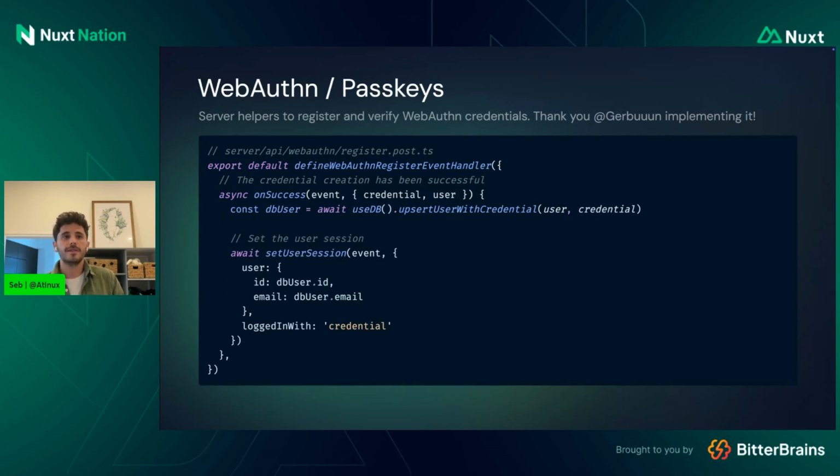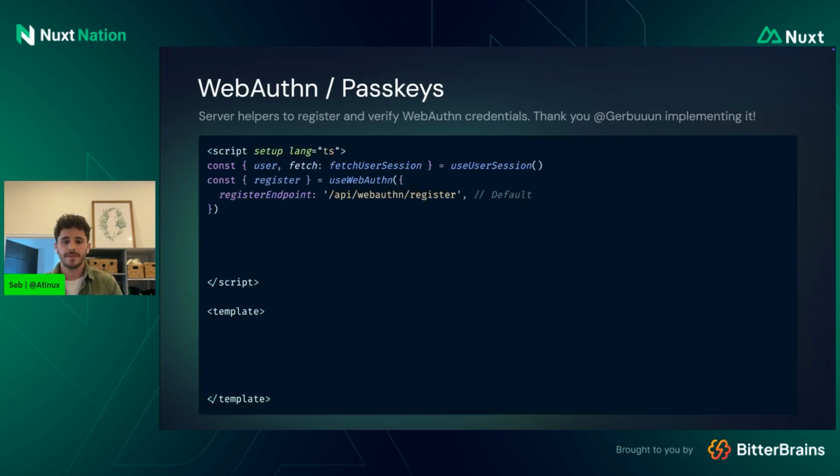And finally, here I'm setting my user session. I don't need to redirect because this API call will be done on the client side. On the front end, we can get the register function by calling the useWebAuthn composable. By default, it's /api/webauthn/register. We also have the login functionality, but I don't have the time to showcase how it works here. I highly recommend you check out the documentation, the README.